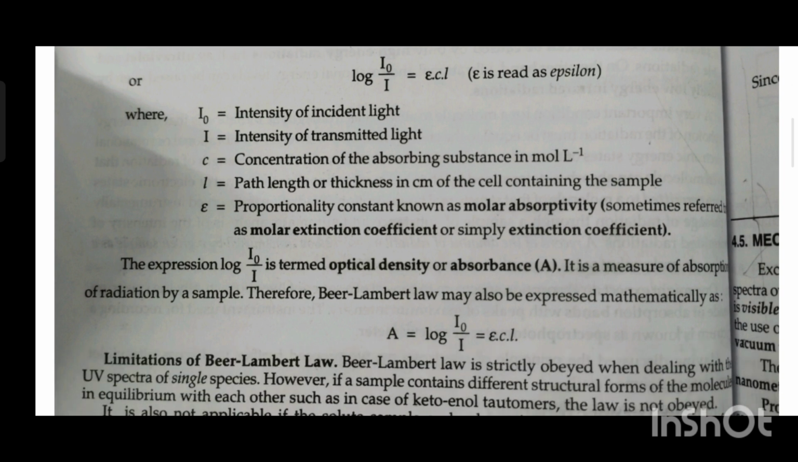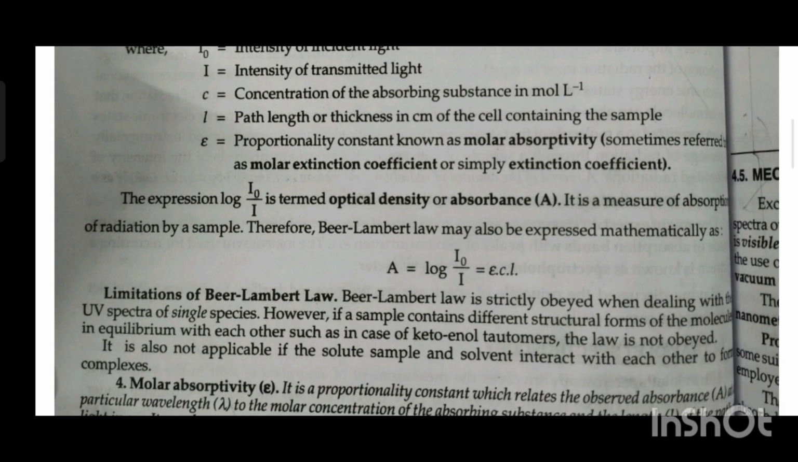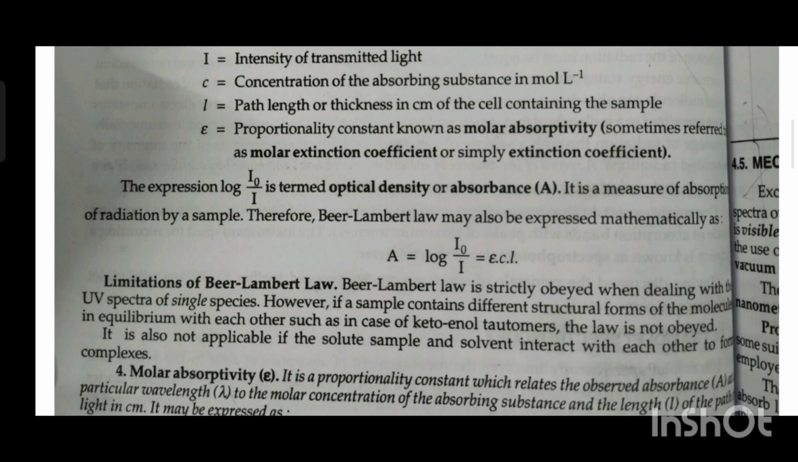The expression log I naught by I is termed optical density or absorbance. It is a measure of absorbance of radiation by a sample. Therefore, the Beer-Lambert law may be expressed mathematically as A is equal to log I naught by I is equal to epsilon CL.